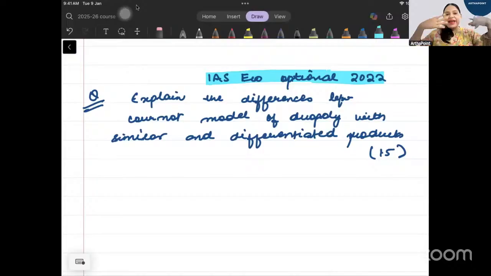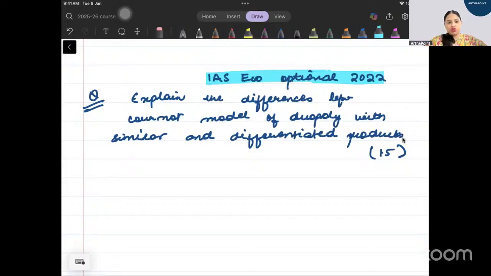Hi, good afternoon, everyone. Today, first, we will take one past year question. Please take a moment to try to solve this question yourself, and then we'll do it together. It is a 15 marks question, and it asks: what is the difference and similarity between the two models, the Cournot model with similar products and the Cournot model with differentiated products.